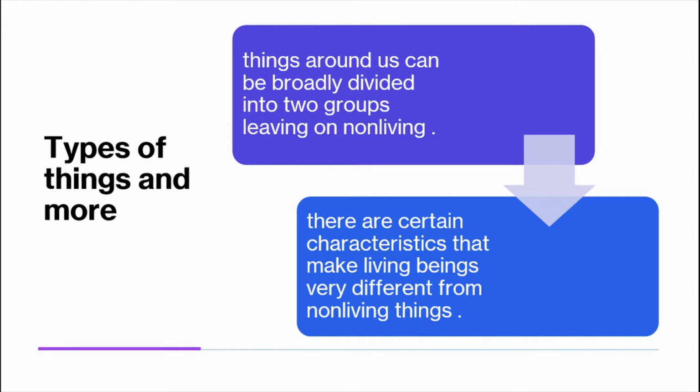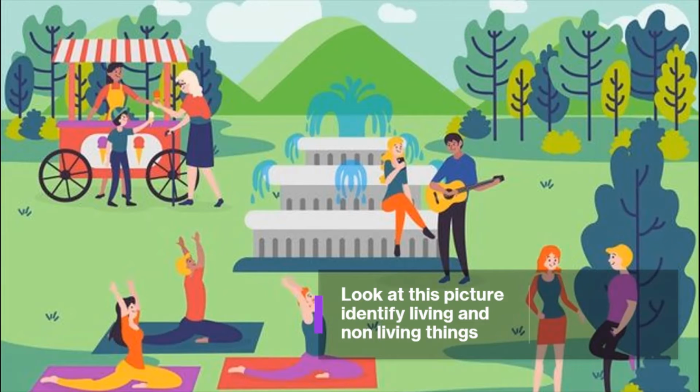Things can be broadly divided into two types, that is living and non-living. There are certain characteristics that make living beings very different from non-living. Look at this picture and identify living and non-living things.